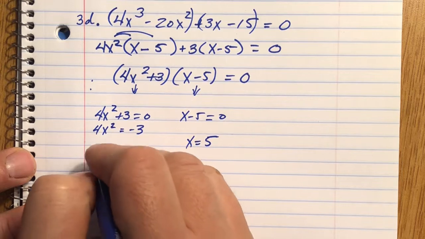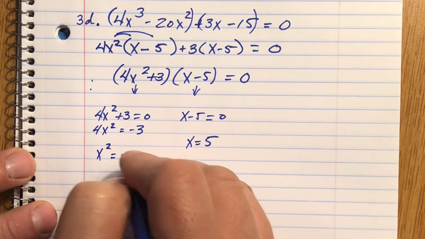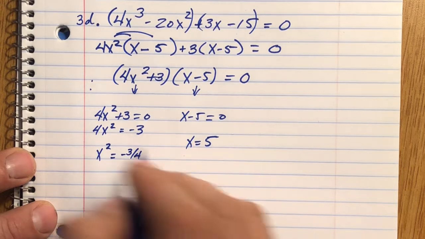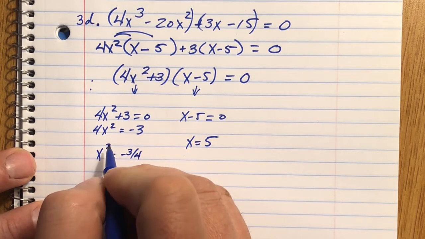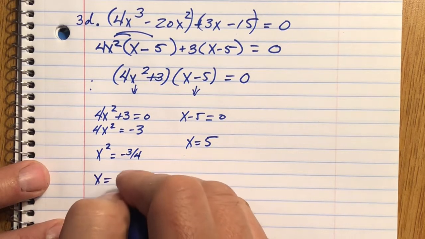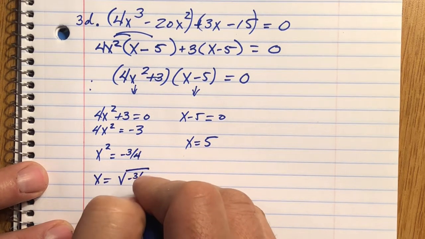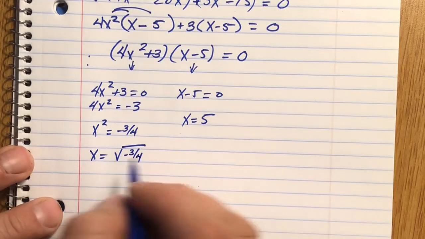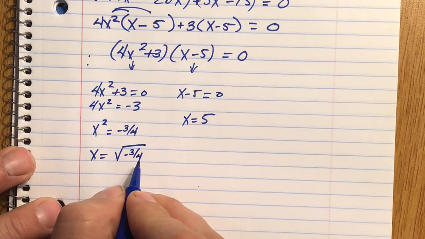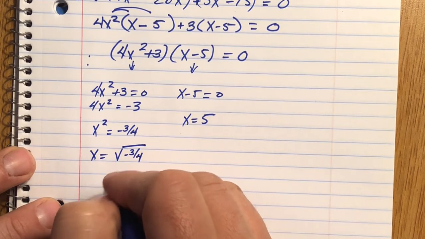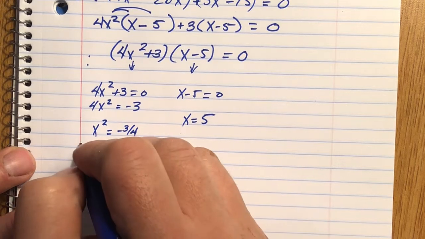Divide by 4, x squared equals negative 3/4. And then in order for me to get rid of that square, I take a square root. Here's the issue: can you square root a negative 3/4? No, remember, that's going to be a complex number. But for right now, we can just say this one's going to be extraneous.